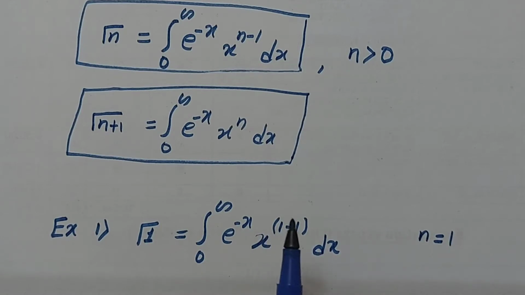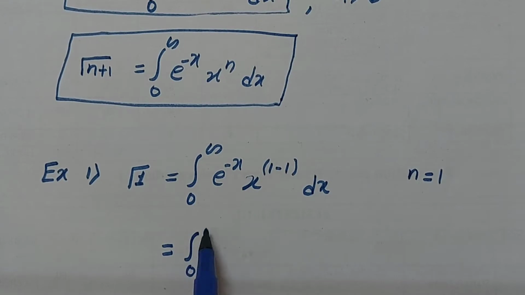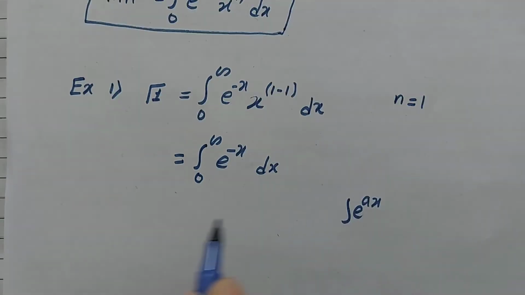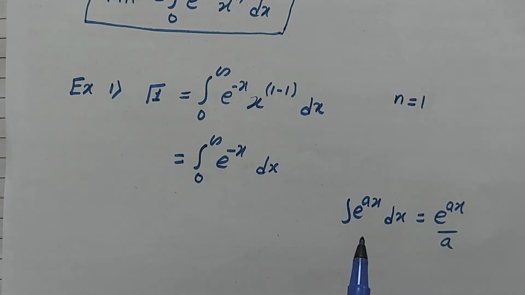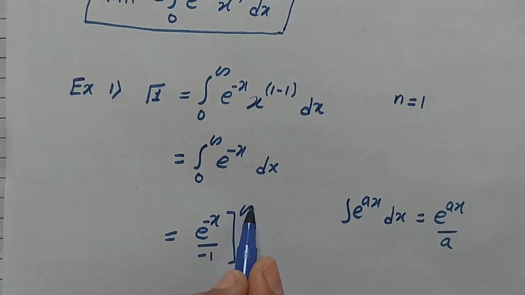dx. Here x raised to power 0 is 1, that means it is the integral from 0 to infinity of e raised to power minus x dx. And we know how to solve this integration. We use the formula: integration of e raised to power ax dx is equal to e raised to power ax divided by a. By using this formula, the integration of this term is e raised to power minus x divided by minus 1, and the limit is 0 to infinity.